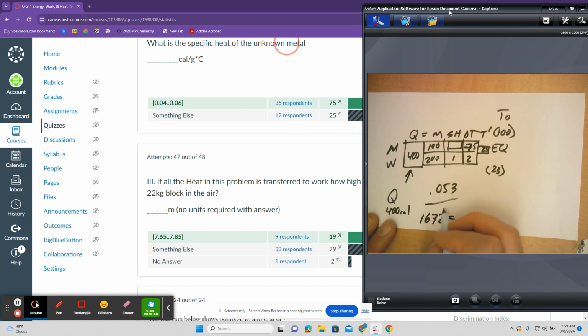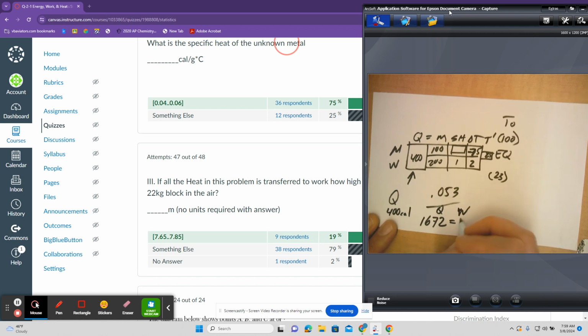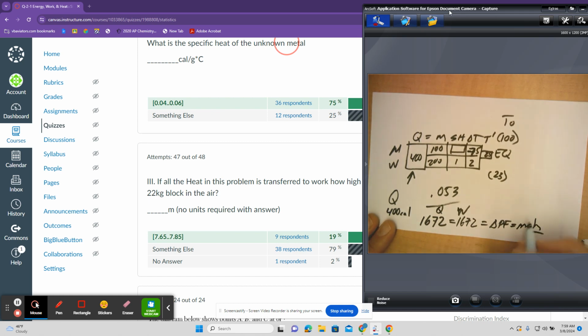1672 is thermal energy, which is work. 1672. That's going to be equal to a change in potential energy, which is mgh. And we can solve for how high we can lift it. You could also say force times distance, where mg would be force. Now it's a 22 kilogram block. Multiply that by 9.8 is 215.6.